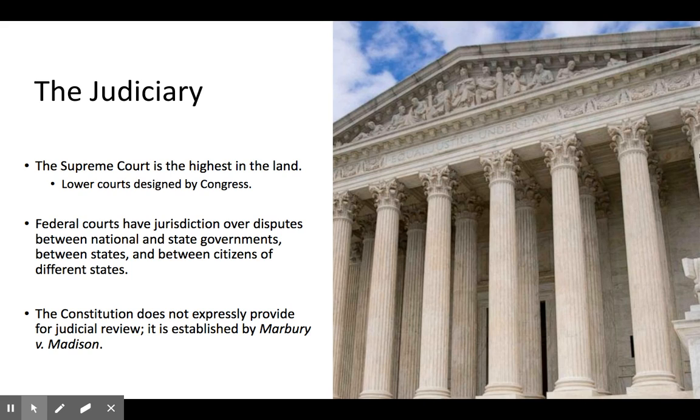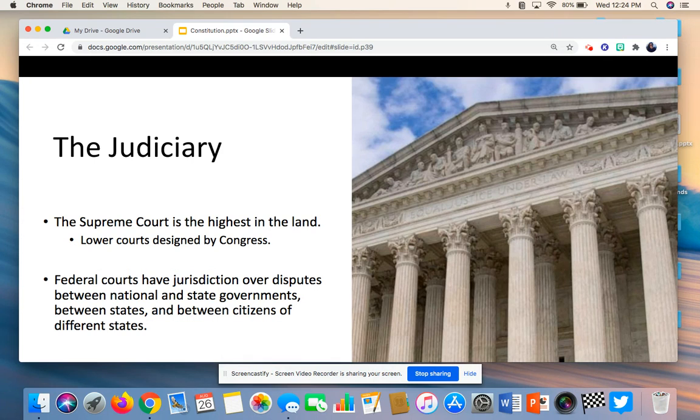And the Constitution does not expressly provide for judicial review. And judicial review is that idea of the Supreme Court being able to check laws and checking executive orders for their constitutionality. Does this line up with the Constitution, or does it go against the Constitution? That's going to be established by Marbury v. Madison, and that's one of those Supreme Court cases that we'll talk about in another unit. But that is the court case that established judicial review and allows the Supreme Court to check laws and interpret laws for constitutionality. And that is where we are going to stop with this lesson.